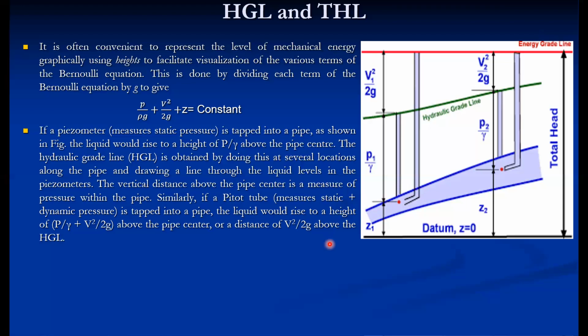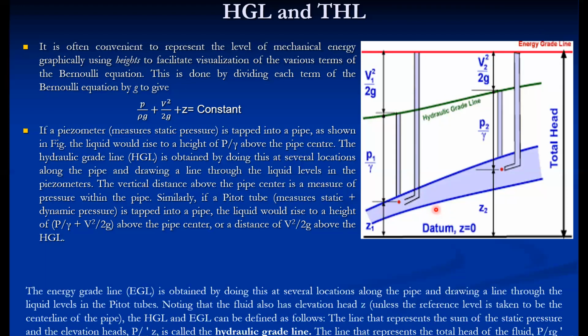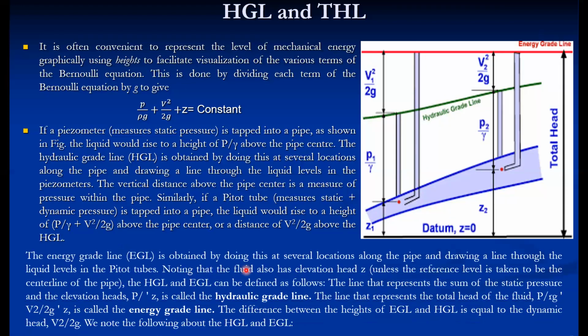And the distance V square by 2g above the HGL shows the level above the piezometer, because it takes into account the kinetic energy as well. So this is the head which is called the total head. You can see the total head remains constant in this case. That proves Bernoulli's equation, but actually it doesn't happen. The energy gradient line is obtained by doing this at several locations along the pipe and drawing a line through the liquid levels of the pitot tube.